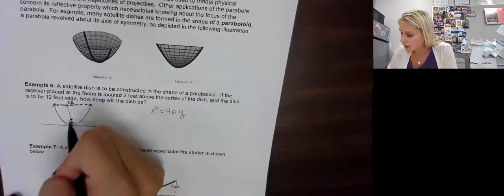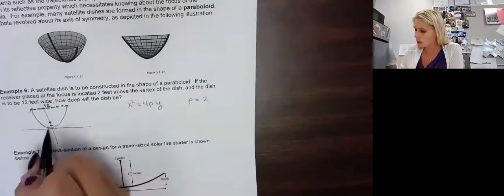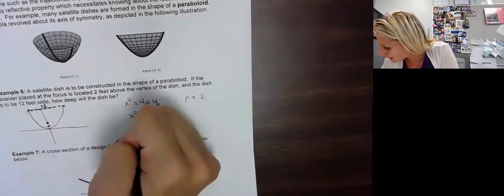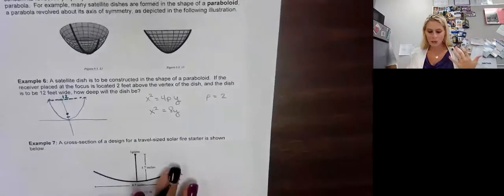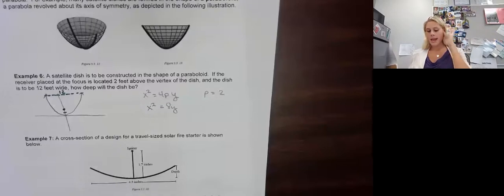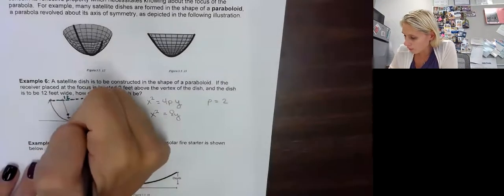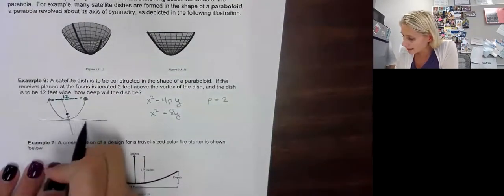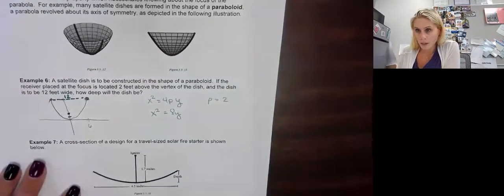All right, so what happens here? Well, first of all, I know that p equals 2, because that's where the focus is at. So right now, if I plug that 2 in, I get x squared equals 8y. So first of all, that's the equation we're working with. Now, where can we go from here? Well, I know that there is a coordinate pair right here at the very end, right? I know that this is the value of 6, the x value of 6.